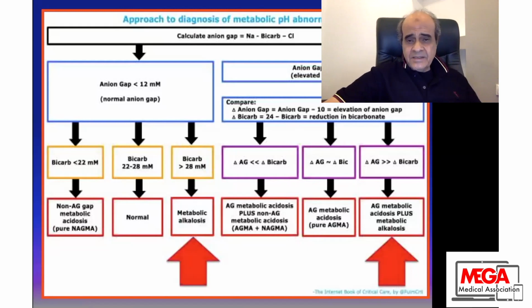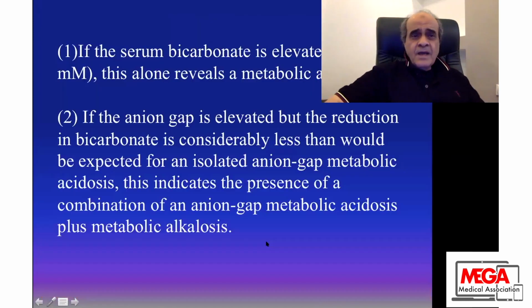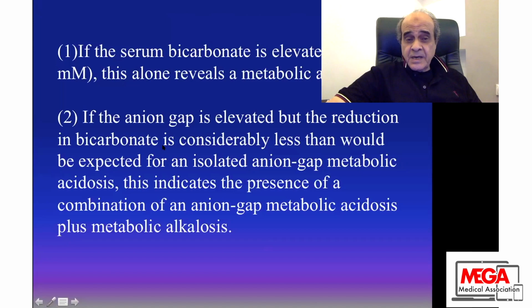And I think I demonstrate this item in the ABG lecture. If serum bicarb is elevated more than 28 millimole, this is an alone revealed metabolic alkalosis. If the anion gap is elevated but there is a reduction in bicarb, the reduction in bicarb must equal the increase in the anion gap. I mean the increase in anion gap, or the delta anion gap, must equal the delta bicarb. If the delta anion gap is more than the delta bicarb, this means there is a missed or concealed metabolic alkalosis associated with metabolic acidosis.